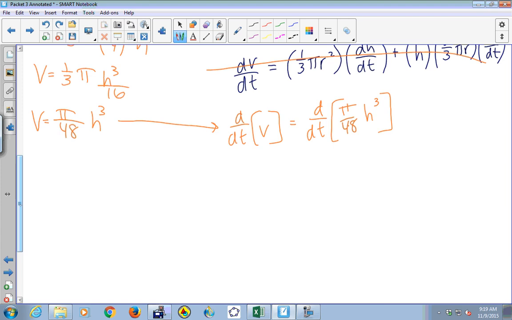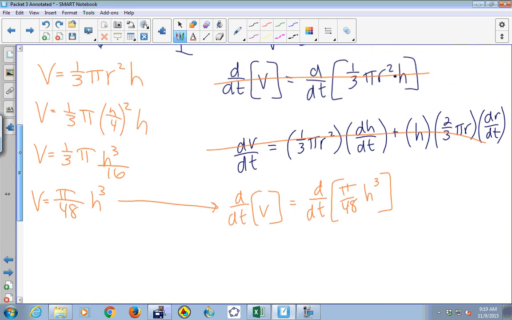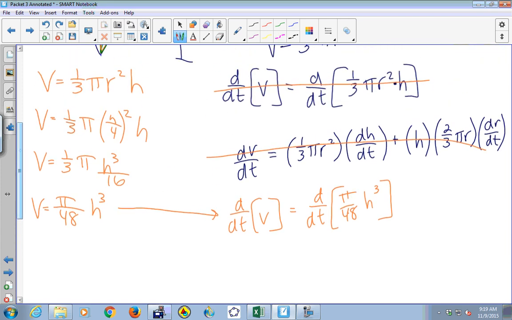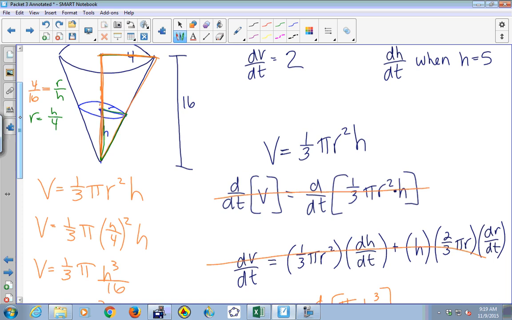Go back one second? Yeah, 4 over 16. Triangle. Get h. So yeah, just cross multiplied. So you get 4h equals 16r. Divide both sides by 16.